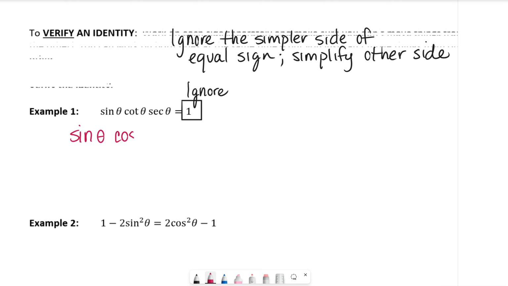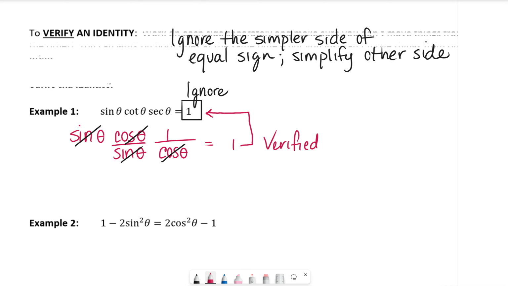Sine theta, don't touch it. Cotangent theta is the same thing as cosine theta over sine theta. And secant is 1 over cosine theta. And when I go to simplify, I notice that it all reduces to a 1. And the 1 is what I ignored, and that's how I can prove my verification of the identity.